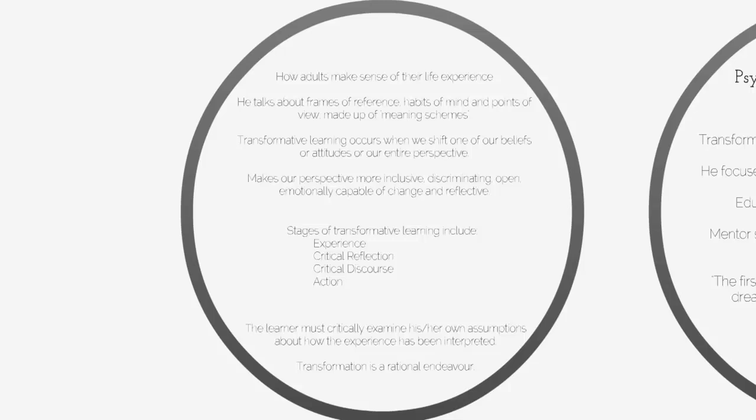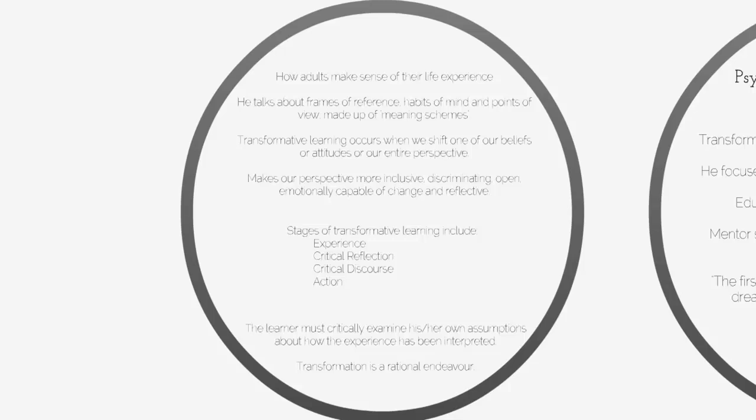Transformational learning occurs, you would say, when we shift one of our beliefs, and that changes our entire perspective. It could make our perspective more inclusive, more open, more emotionally capable of change, and more reflective. But remember, not all learning is transformative. Just as we said in the adult stages of life module, whether you learn from the experience is entirely up to the individual.